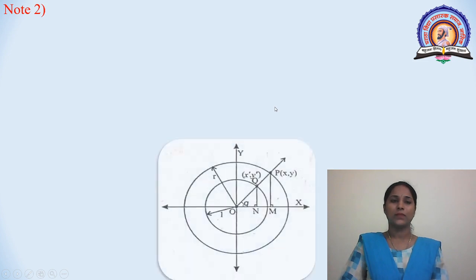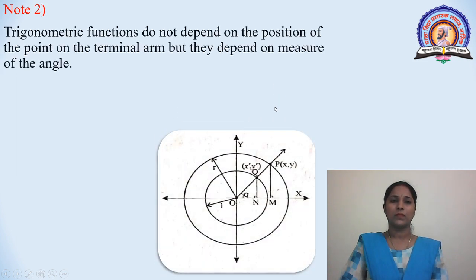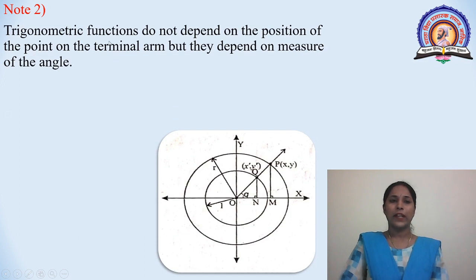Second note, trigonometric functions do not depend on the position of the point on the terminal arm, but they depend on the measure of the angle. It means many angles have the same terminal arms, but the measurement is sometimes clockwise, sometimes anti-clockwise. The measure may change, that is positive or negative.